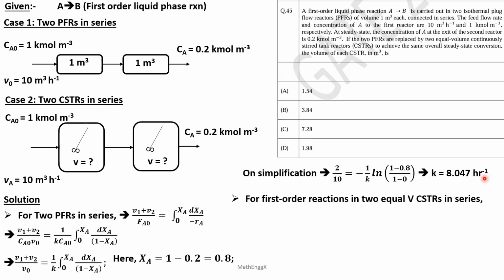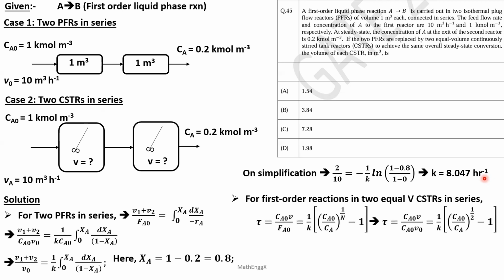Now, for two equal volume CSTRs in series with a first order condition, we have the following design expression. Tau will be equal to Ca naught V by Fa naught, which is equal to 1 by K, (Ca naught by Ca) whole power 1 by N, minus 1. Here, capital N corresponds to the number of CSTRs in series.